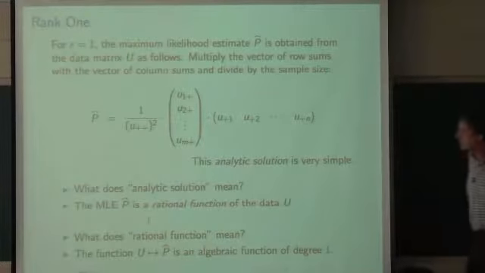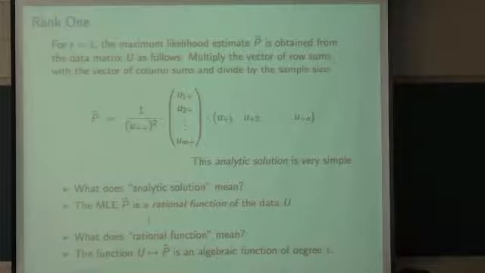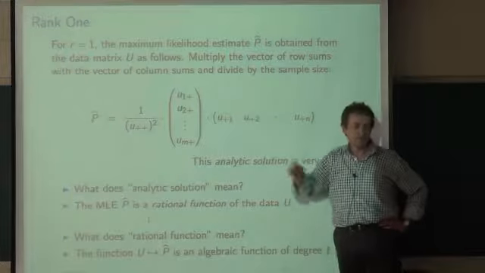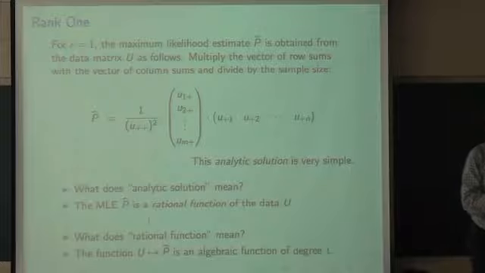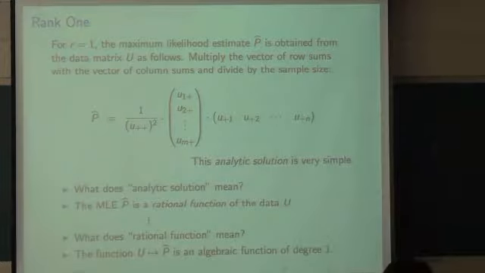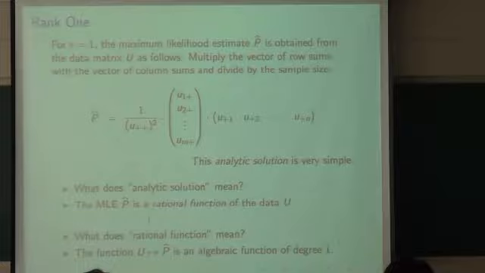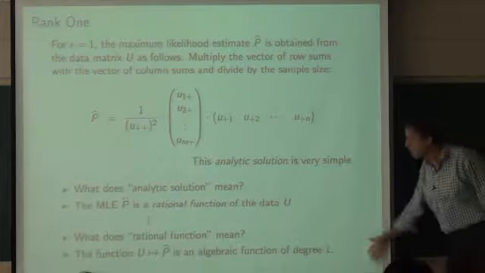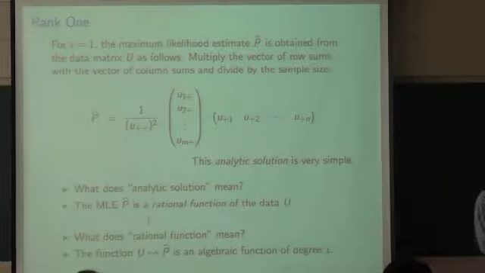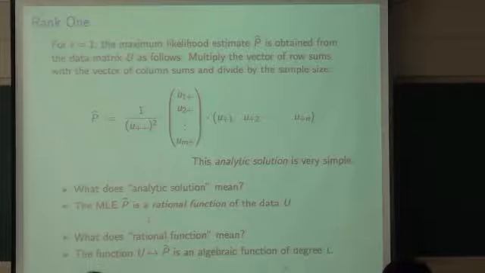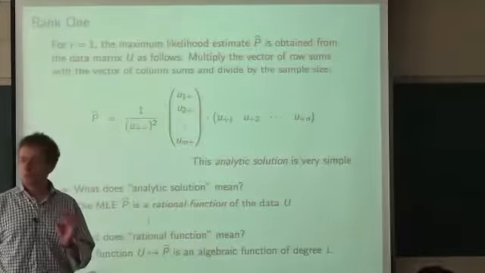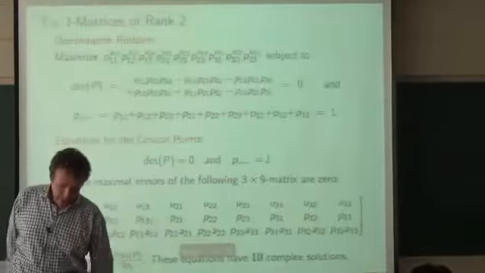Now, what does analytic solution mean? It means that P hat is a rational function of the data. Each entry of this matrix is a rational function of the data. So if you take the data U, you evaluate in each coordinate this rational function, you get the optimal solution. Now what does rational function mean? Well, it's a ratio of polynomials, but in particular it's an algebraic function of degree 1. You don't have to extract any square roots to evaluate this function. Okay, so that's rank 1. This we teach to freshman biologists. Now let's think about rank 2.